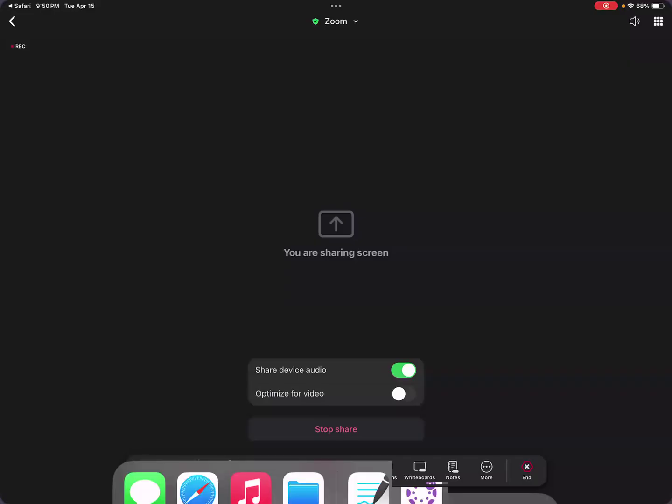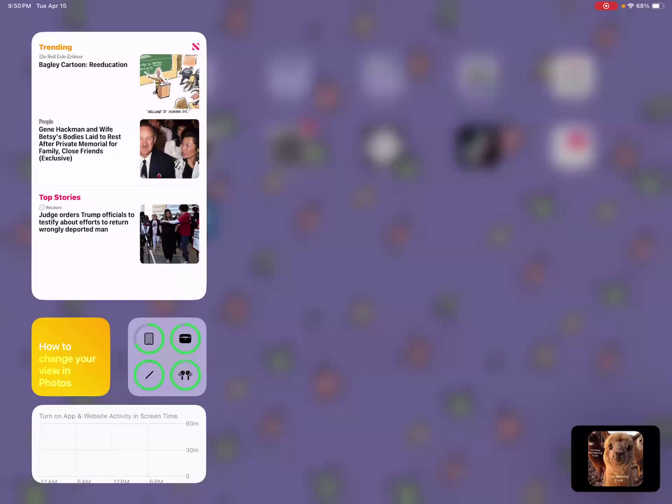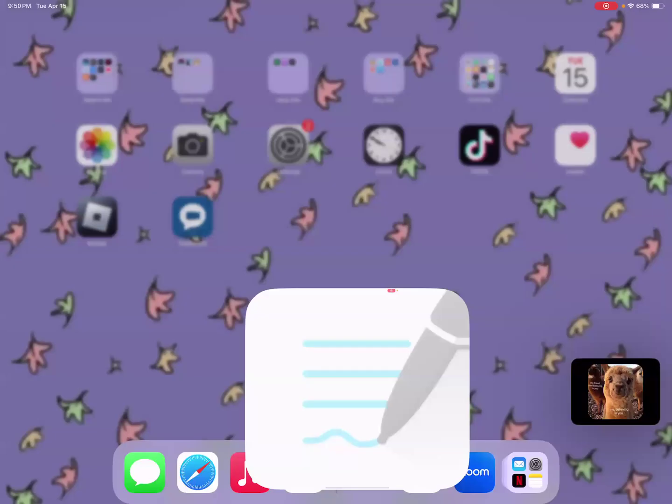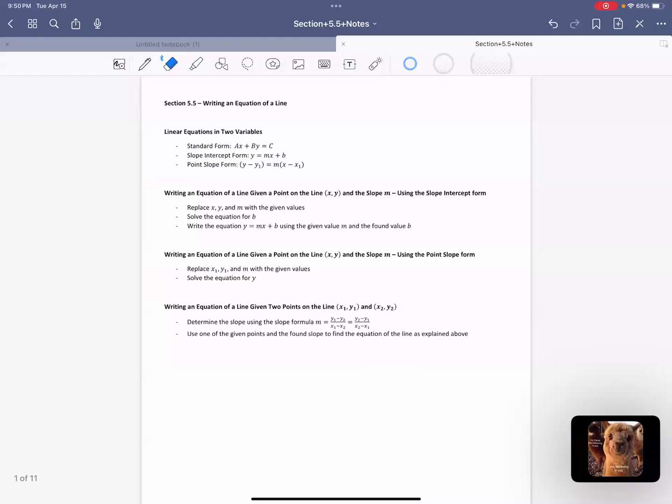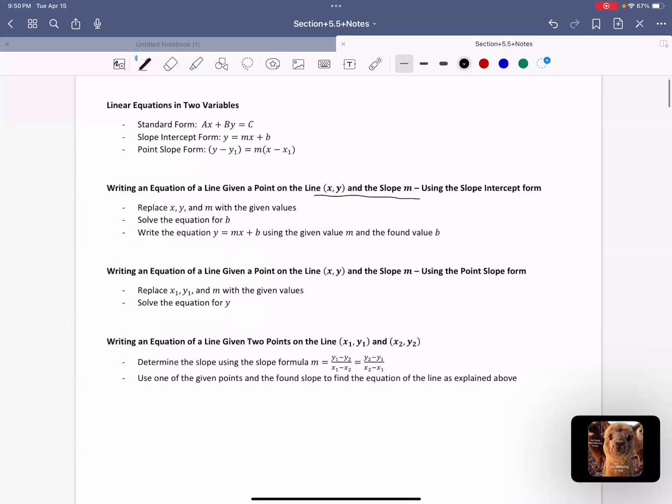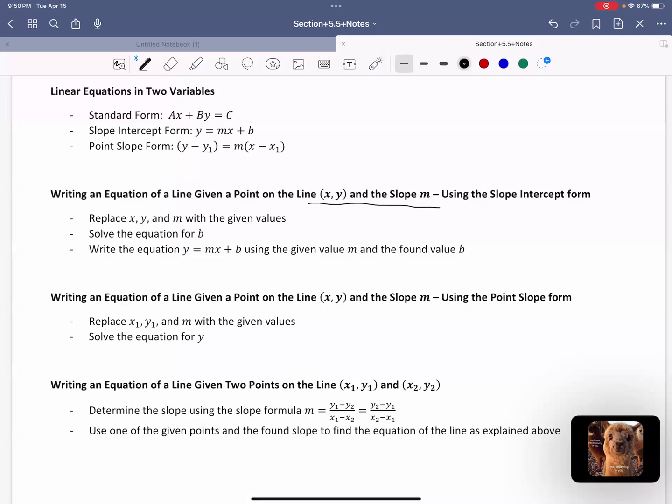So I wanted to go over information from some of the things that we have been covering. We had gone over section 5.5, where we were talking about writing the equation of a line. When we wrote the equation of the line, we had two different situations, one where we were given the slope and a point on the line. When that happened, we could use our slope-intercept form, which was our y equals mx plus b. If we were going to use that form, we had to replace the x, the y, and the m with the numbers we were given. We solved for b, and then we rewrote our equation.